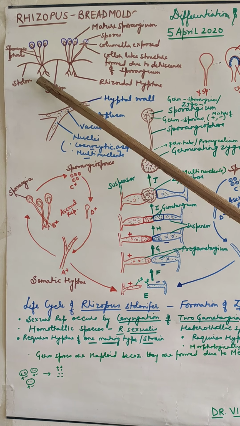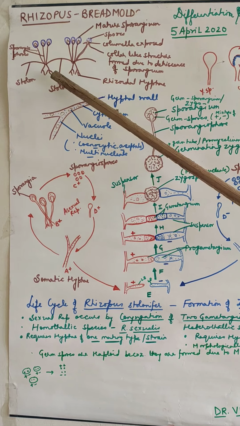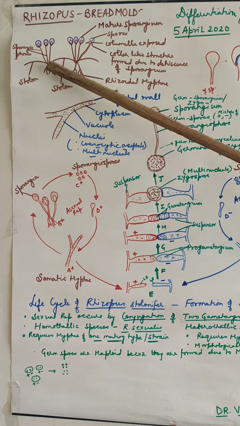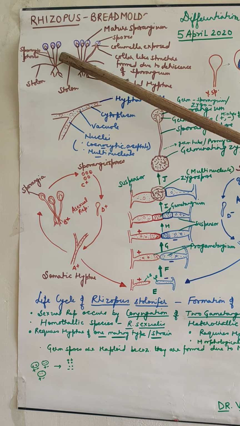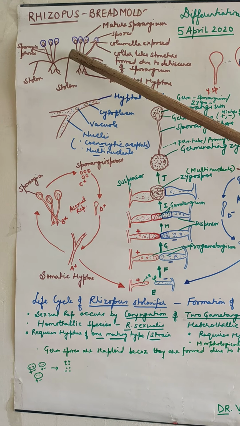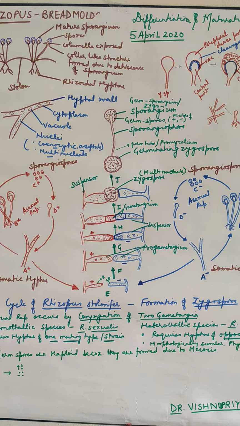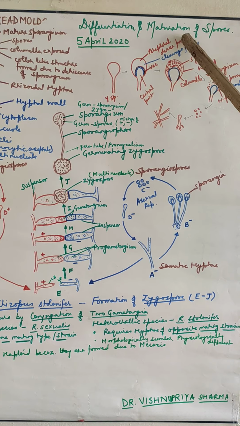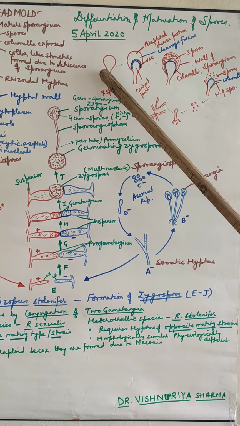The structure of the Rhizopus was like this: these are the stolons, these are the rhizoids which grow underground, and these are the aerial sporangiophores which show the formation of the sporangium at the tip. Now you can see in this diagram how the differentiation and maturation of spores occur inside the sporangium.